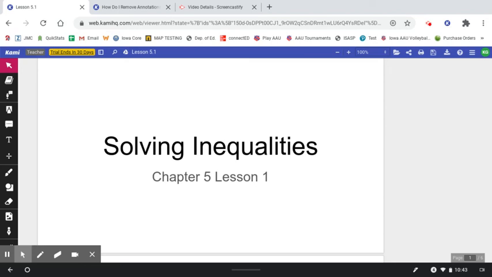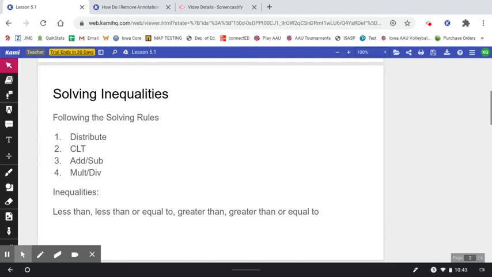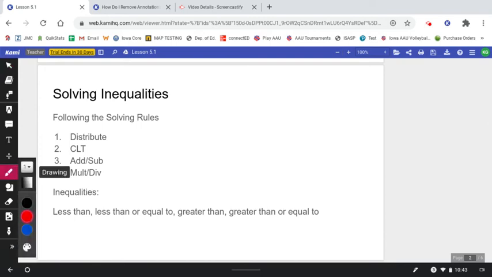Okay, Chapter 5, Lesson 1, Solving Inequalities. First of all, let's remember what our inequalities are. Remember, our inequalities are less than, less than or equal to, greater than, or greater than or equal to. So when we are going to solve, remember, we're going to follow our solving rules, which are distribute, combine like terms, add, subtract, multiply, or divide. The only change we're going to have with solving inequalities is on the multiply or divide rule.